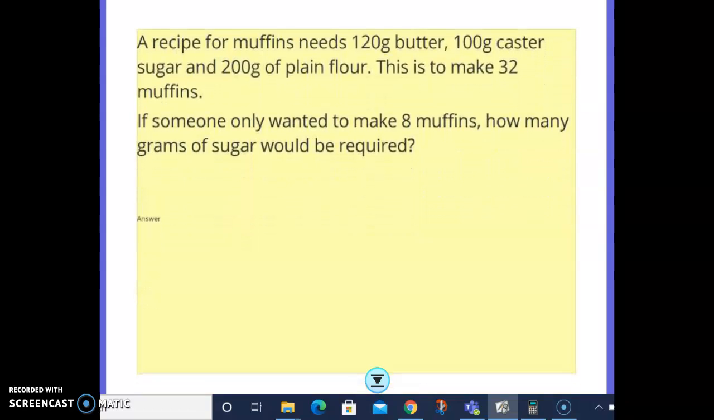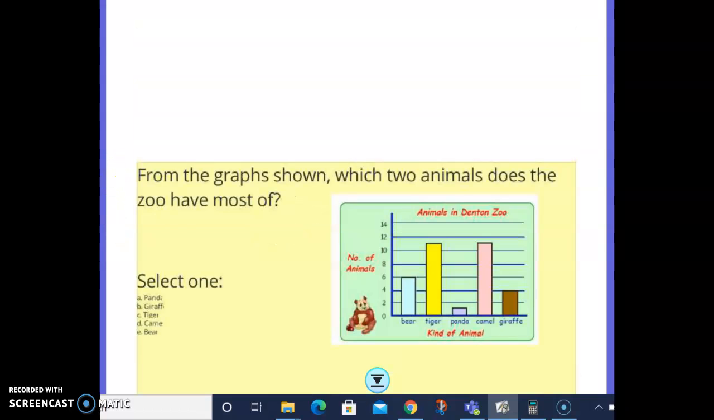The recipe for a muffin needs 120 grams of butter, 100 grams of caster sugar, and 200 grams of flour. That makes 32 muffins. We only want to make 8 muffins. Okay, so we want to know how much sugar we would need. So if I do 32 divided by 8, that gives me 4. So I only want a quarter of each of these things. So I'm looking just at the amount of sugar. I would normally need 100 grams of caster sugar. So I'm going to divide that by the 4 that I got up here, and I would need 25 grams of sugar.